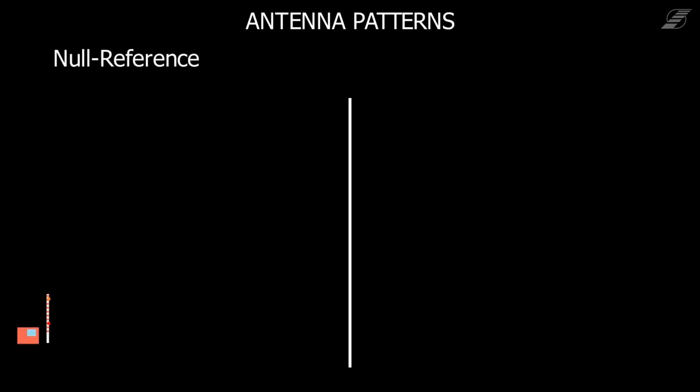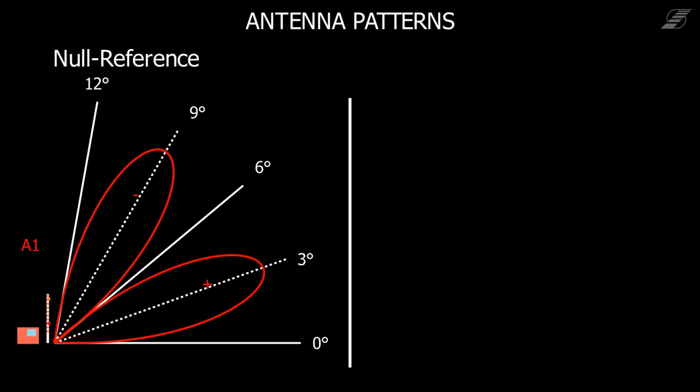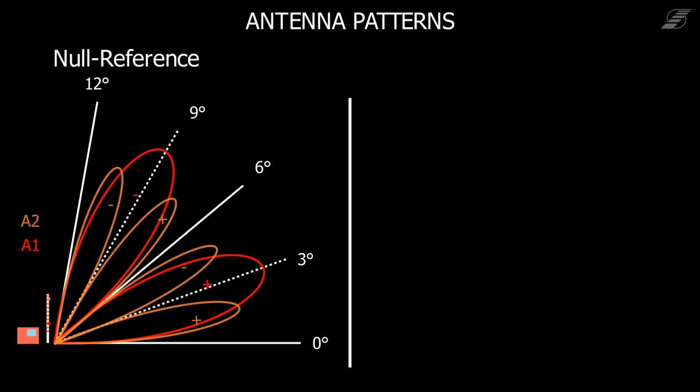To understand how the lobes of the M-type glide path are created, it is important to first know the pattern of each individual glide path antenna. The null reference glide path has 2 antennas. The lowest antenna, at about 4 meters height, radiates the widest pattern, shown in red. The other antenna, at about 8 meters height, radiates the pattern, shown in orange.